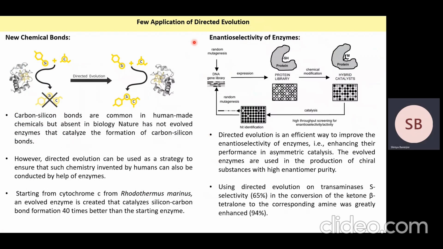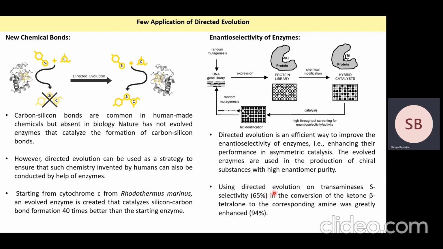Another function is the enantioselectivity of enzymes. Now, directed evolution is an efficient way to improve the enantioselectivity of enzymes, that is, enhancing their performance in asymmetric catalysis. The evolved enzymes are used in the production of chiral substances with high enantiomeric purity.